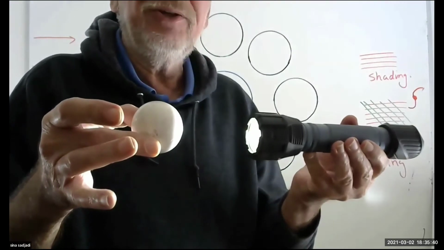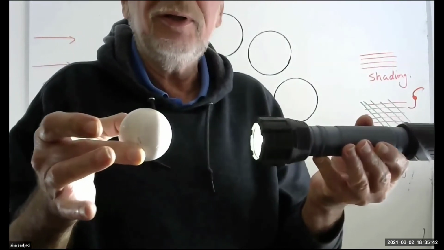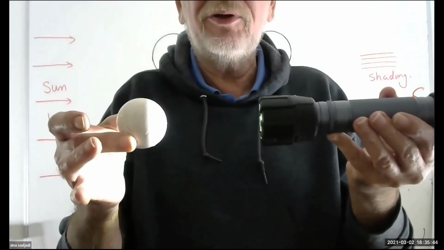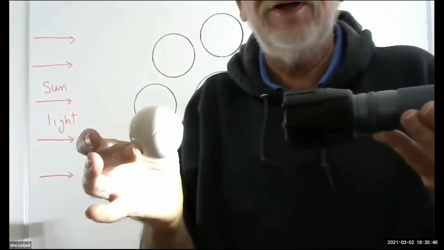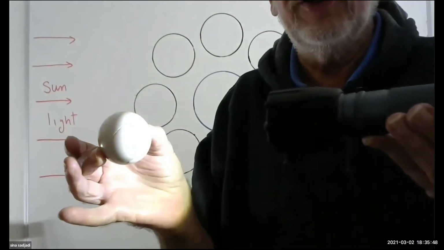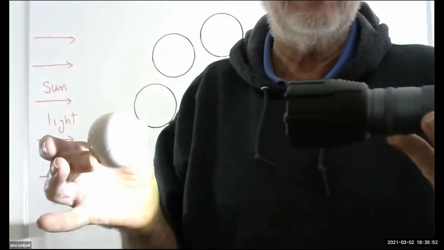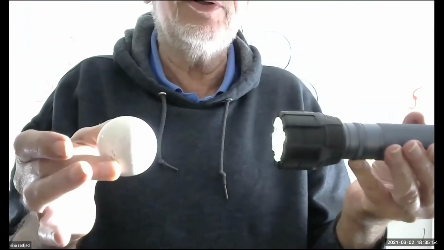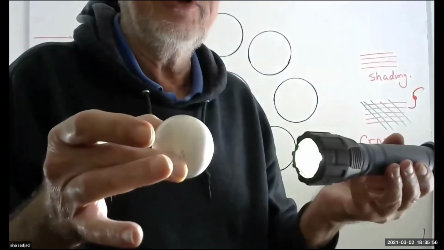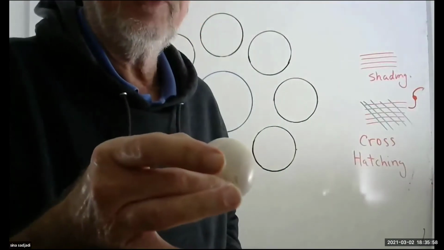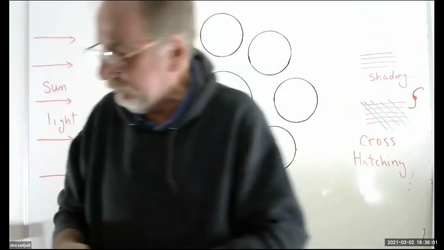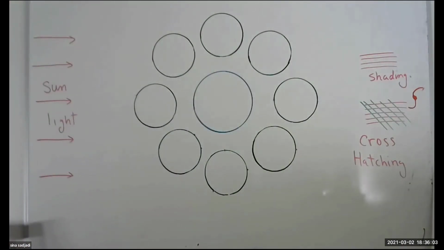Like here, you have a crescent. Here you have a quarter moon. Here you have a gibbous moon. Here you have a full moon. Gibbous, quarter, crescent, new moon, no light. All right. So let's do it.